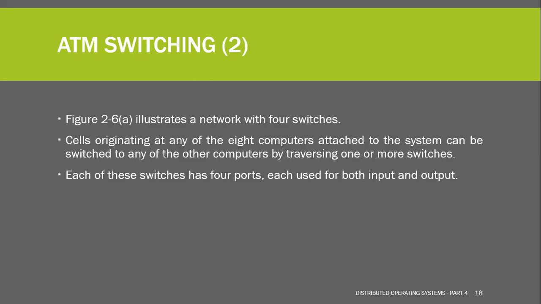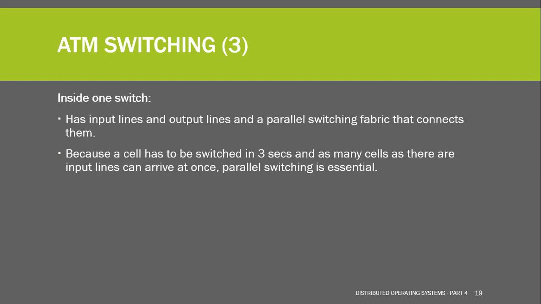ATM switching. The cells originating at any of the 8 computers attached to the system can be switched to any of the computers by traversing one or more switches. Each of these switches has 4 ports, each used for both input and output. It has input lines and output lines and a parallel switching fabric that connects them, because a cell has to be switched in 3 milliseconds, and as many cells as there are input lines can arrive at once.